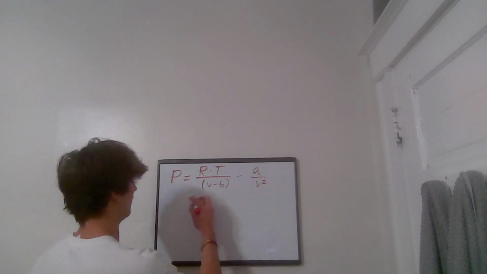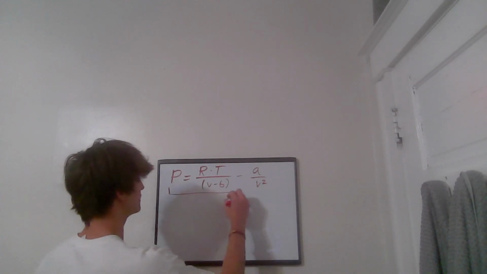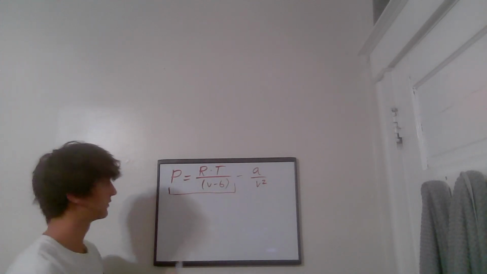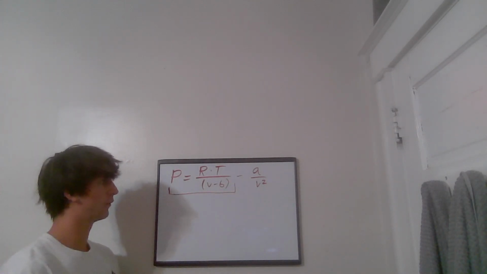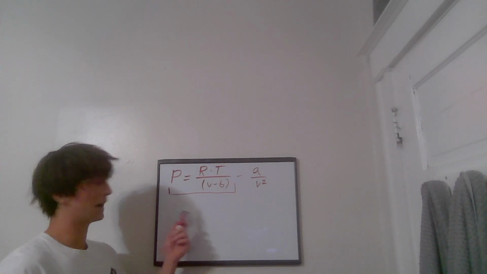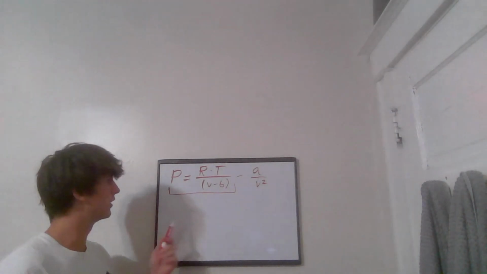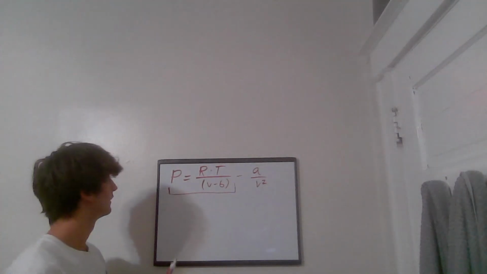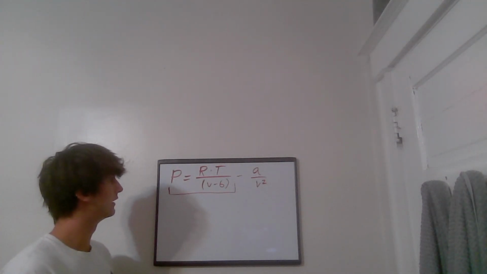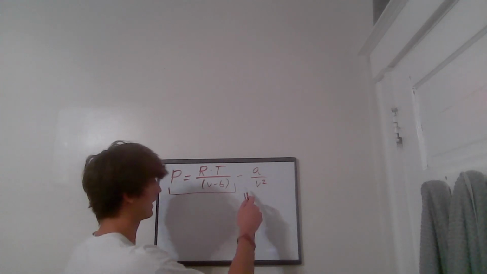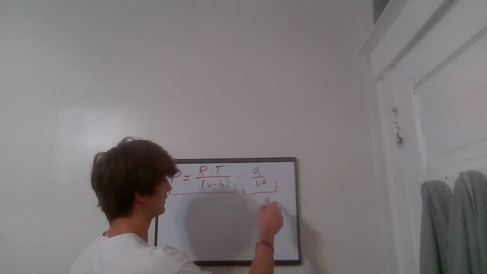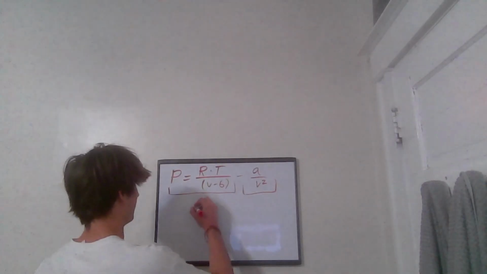And this portion of it is just a reworking of the ideal gas law that we already know about, PV equals nRT. And this is the only thing we're adding. We're just adding this attraction constant here.